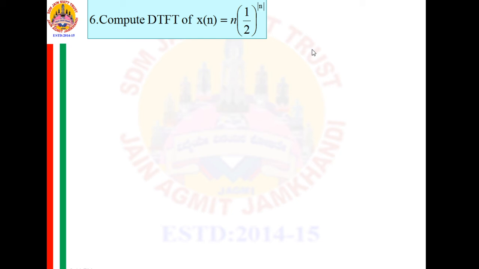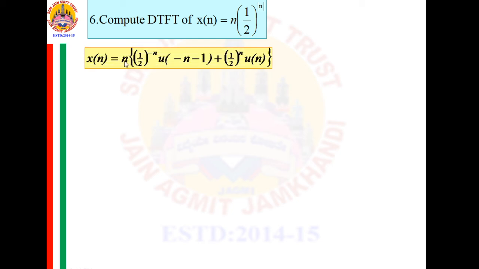So x[n] can be mathematically written, with n common, as (1/2)^(-n) u[-n-1]. So when n is less than 0, for that you write u[-n-1], and for n greater than or equal to 0, we write (1/2)^n u[n]. Now this pair you know: the DTFT of (1/2)^n u[n]. Now what is the DTFT of (1/2)^(-n) u[-n-1]? So this is known to us.